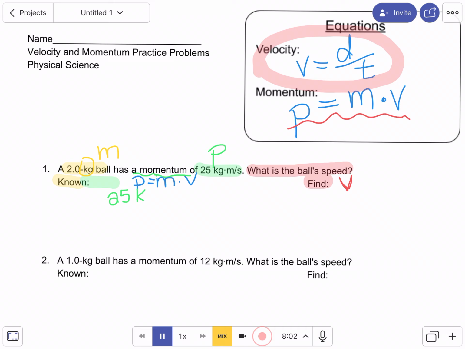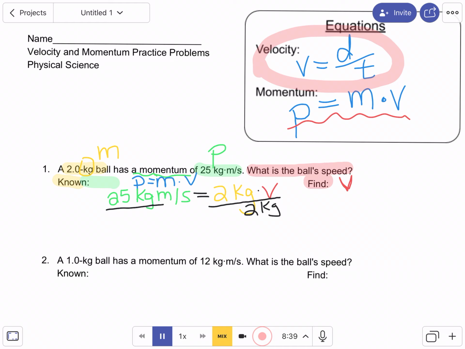So I'm going to plug in 25 kilogram meters per second, and that is equal to my mass of 2 kilograms times my velocity. Okay, and now to solve this, the rest I'm going to solve in black. I'm going to stop color coding as we combine numbers. What I'm going to do is isolate V, isolate my speed or velocity, so I'm going to divide by 2 kilograms.